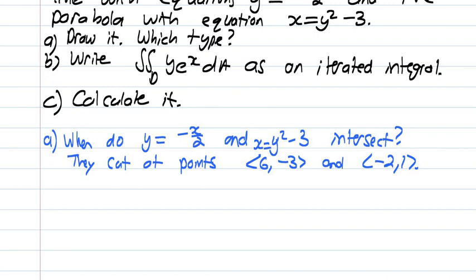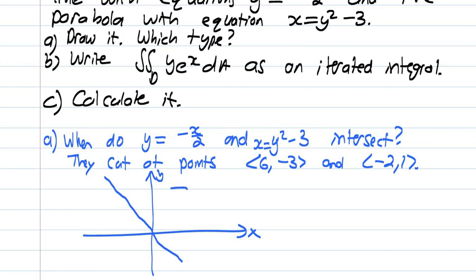Alright, so now we can draw this. So x-axis, y-axis. The line y equals minus x over 2 is a line that goes through the origin that looks like that. x equals y squared minus 3 is the parabola that looks like that. So you would have calculated this is the point (6, -3), and this is the point (-2, 1).